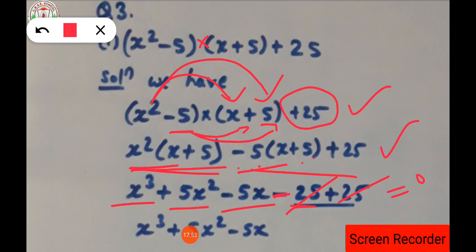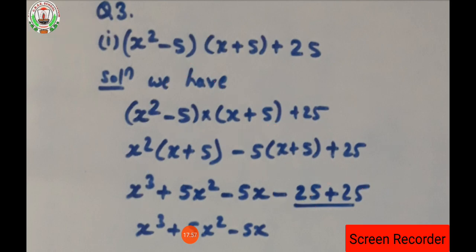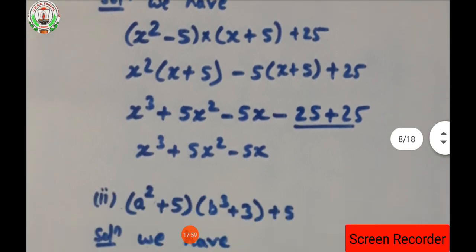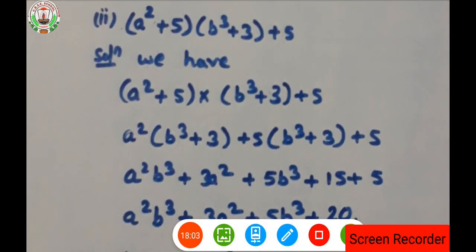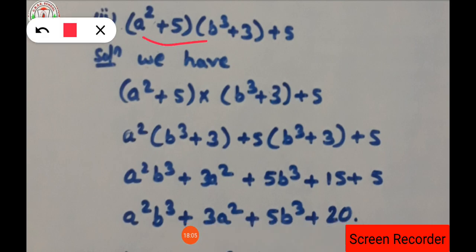Now the variables are the same, but the powers are different, so we cannot apply any operation over here. So that much is the answer. In the second one also we have to do the same. a square is going to multiply with b cube, a square is going to multiply with 3. Then 5 is going to multiply with b cube as well as plus 3, and this 5 will operate at the last. So when a square b square will multiply, it becomes a square b square.